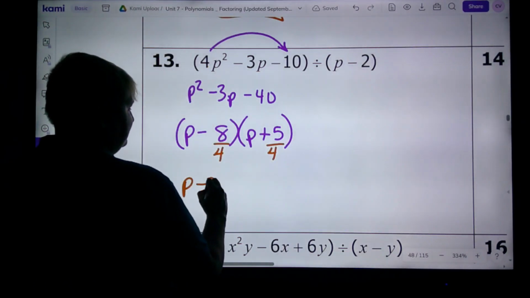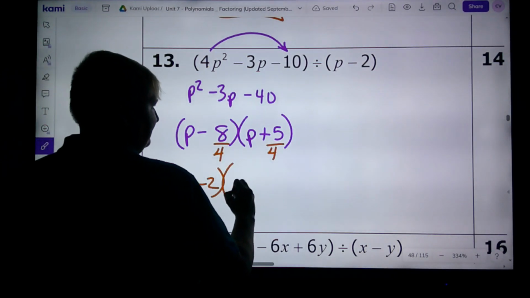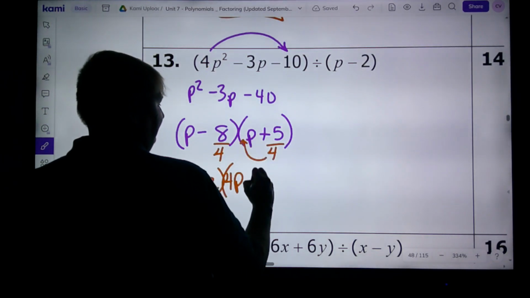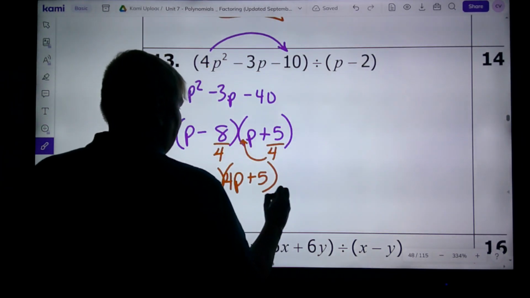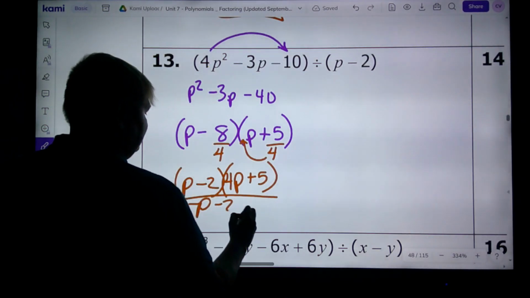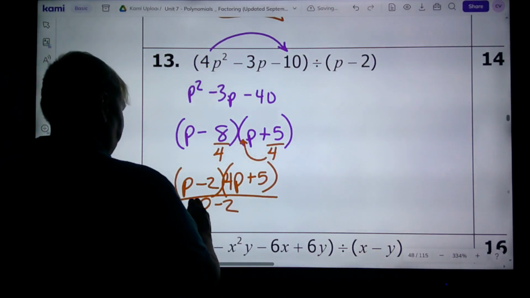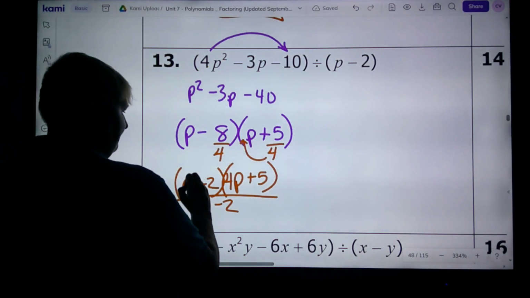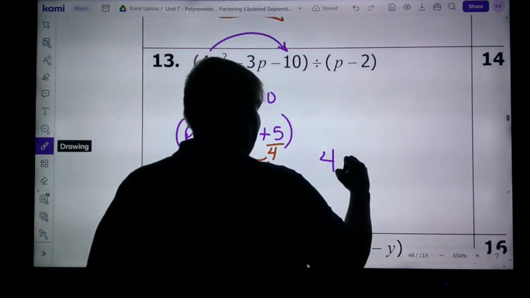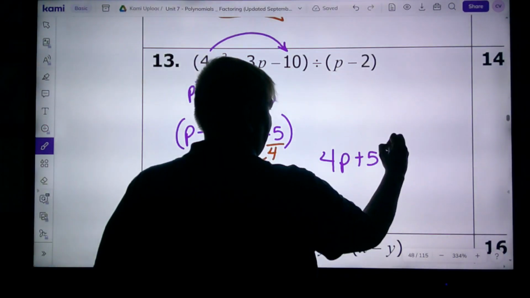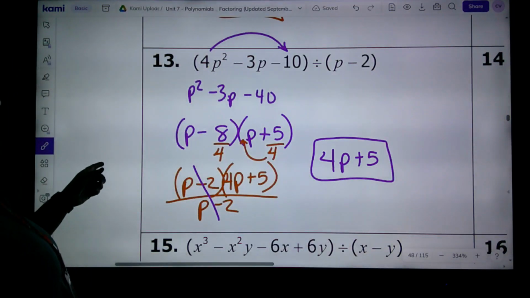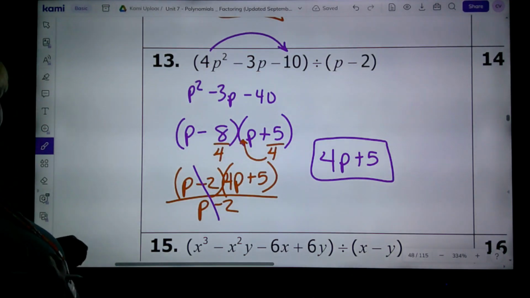So p minus 2, that makes more sense. And 4p, right, because this goes up here, plus 5. Now we can divide by p minus 2. We're left with 4p plus 5. This is why I should have written slip and slide over here, so I can check it off and make sure I remembered to slide.